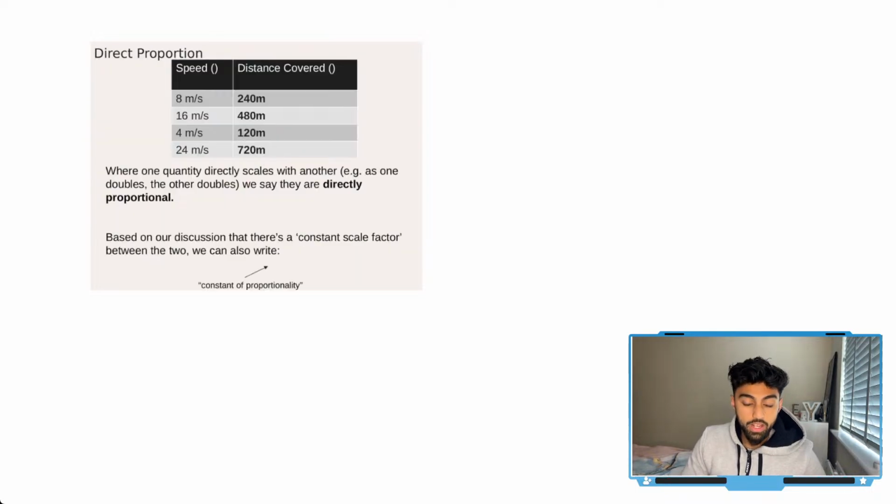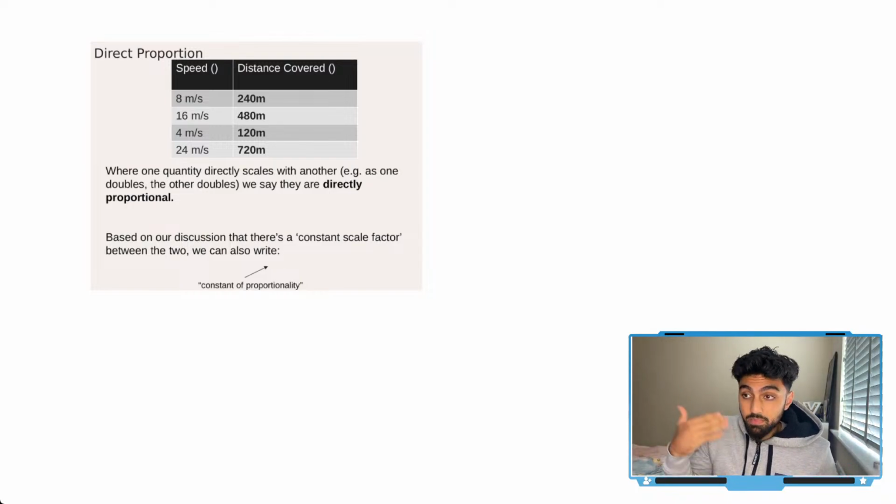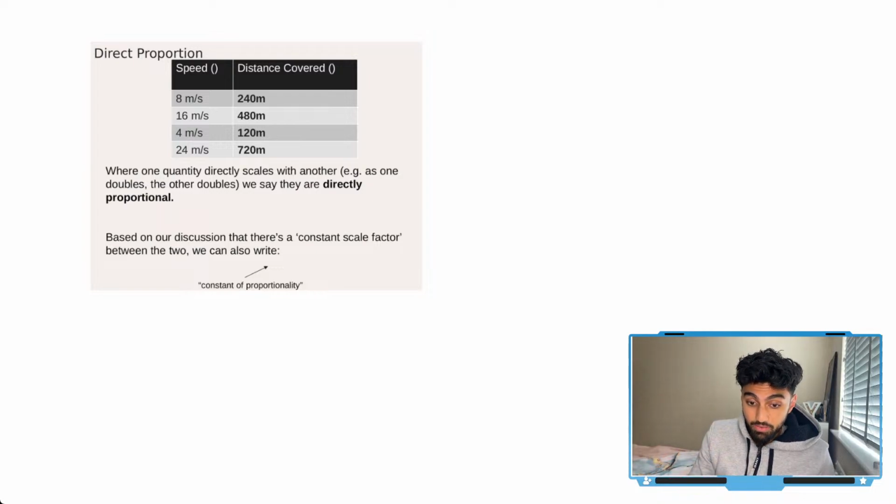I'm already seeing some answers in the chat. Absolutely brilliant, thank you so much. Hopefully you had enough time to think about that. The actual answers: essentially, the distance they cover changes proportionately to the speed. If the speed doubles, so does the distance covered. If the speed halves, so does the distance covered, and so on. So in terms of the value that we had, 240, from here to here, what did we do?